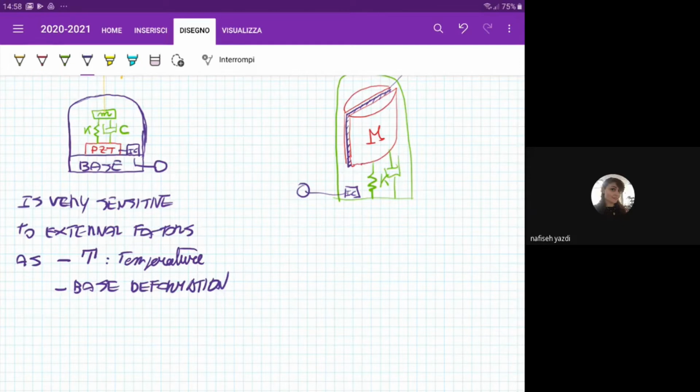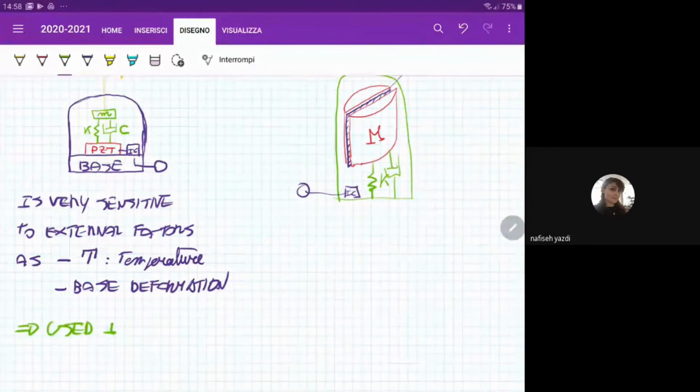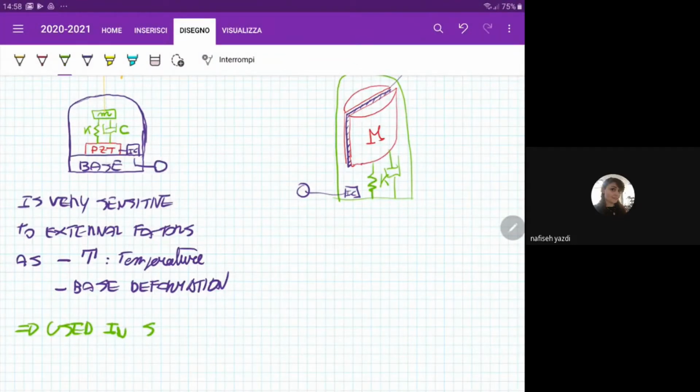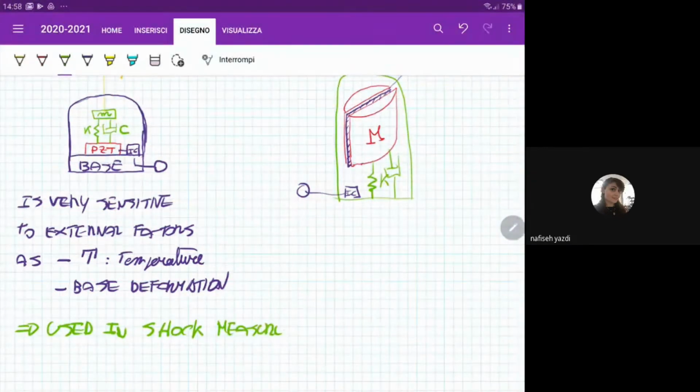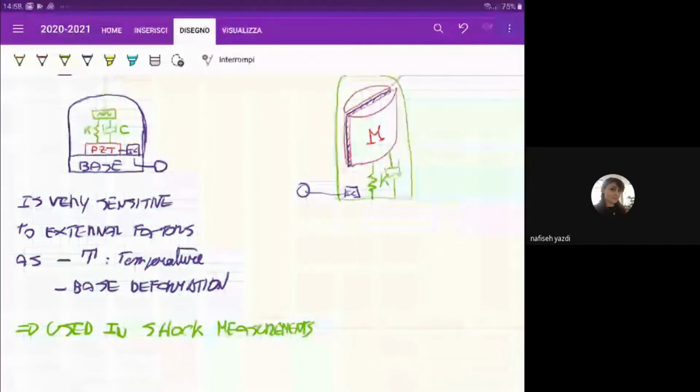They are used mainly in shock measurements, that is, measurements characterized by a very high level of acceleration acting on the structure for a very short time.